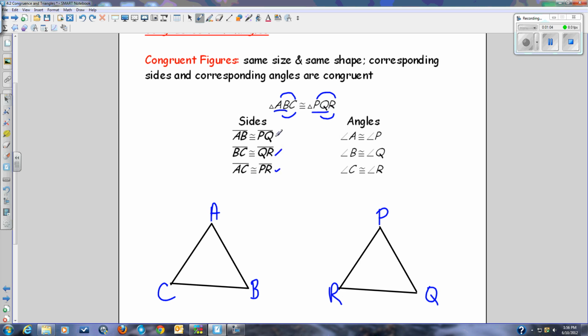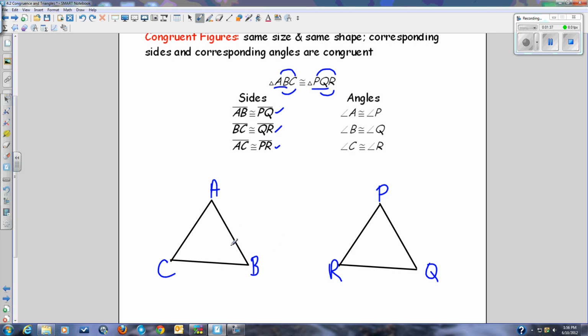So we've listed the sides here. Now the angles. Angle A and P, or the letters A and P, are in the same corresponding positions. They're both first, so angle A is congruent to angle P. B and Q are each in the second position, so that means angle B is congruent to angle Q. And angle C and angle R are in the last position, so that means angle C is congruent to angle R.